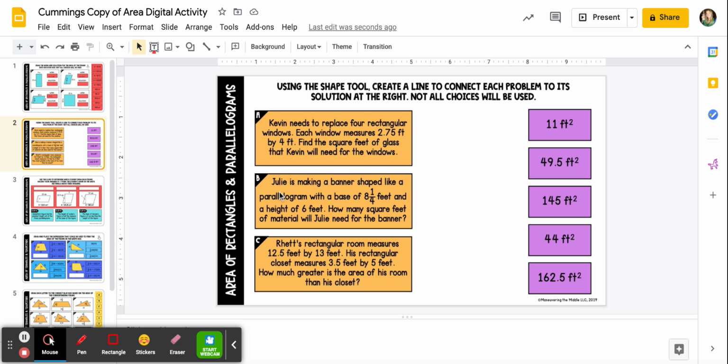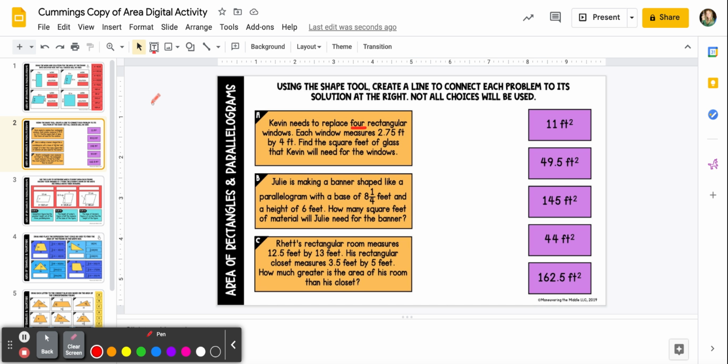The next one, I will read them to you, and you need to, using the shapes tool, create a line to the right answer. So it says, Kevin needs to replace 4 rectangular windows. Each window measures 2.75 feet by 4 feet. Find the square feet of glass that Kevin will need for the windows. It's really important that you remember that he has 4 windows. So at the end, we're going to have to multiply whatever we got by 4.